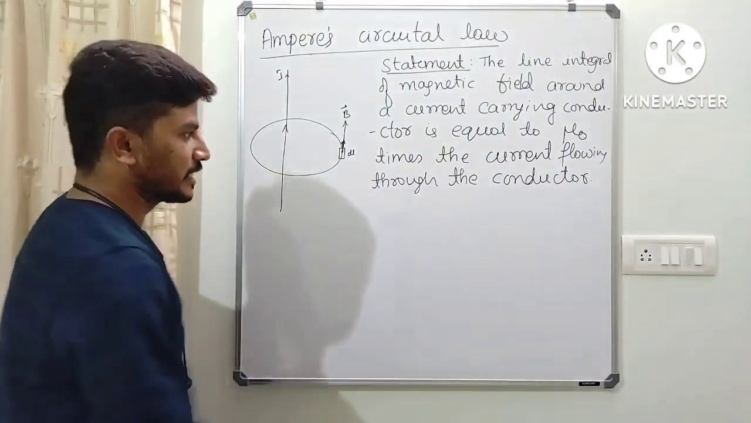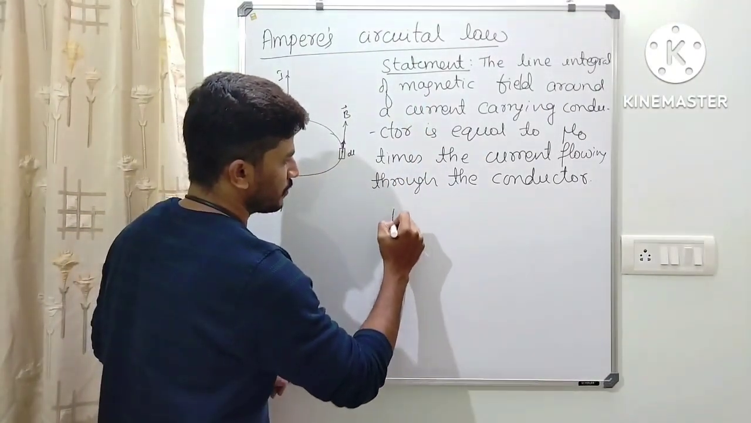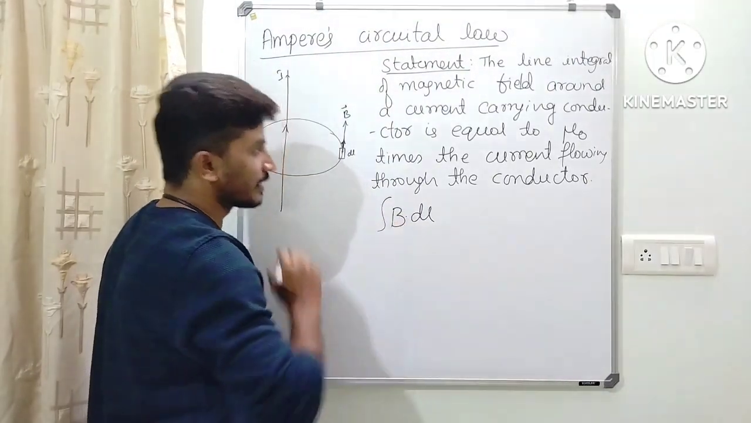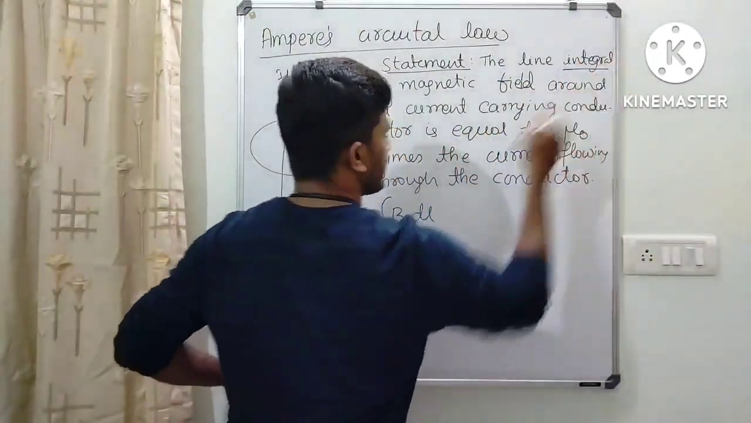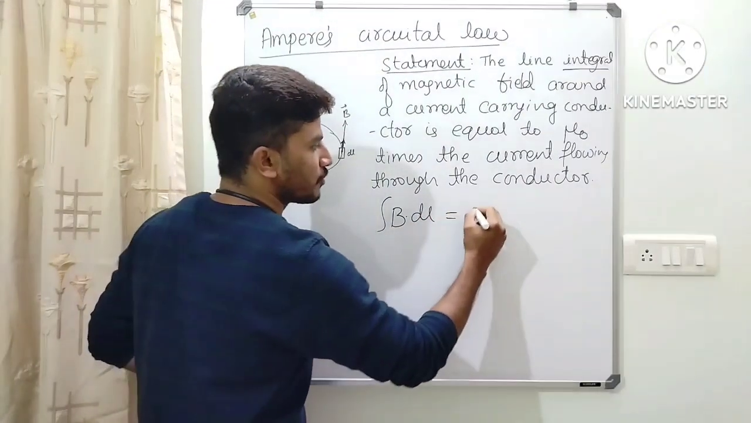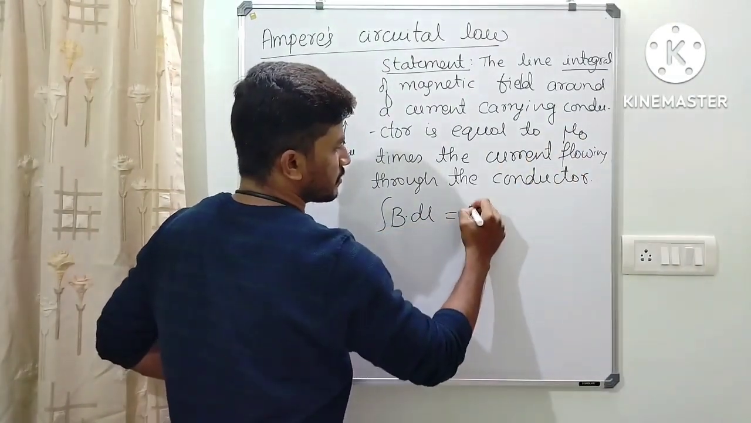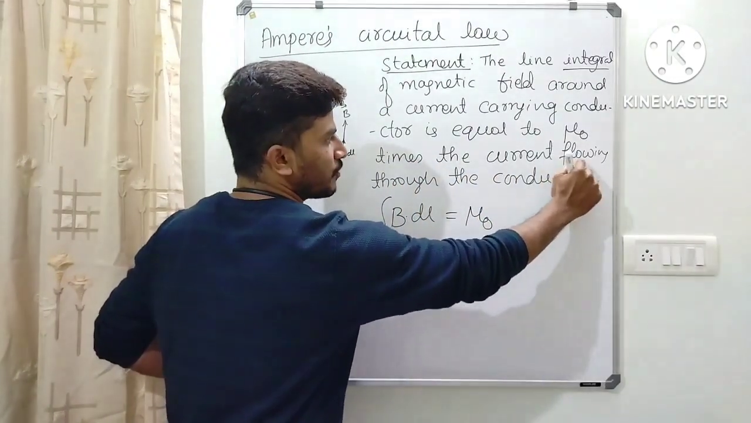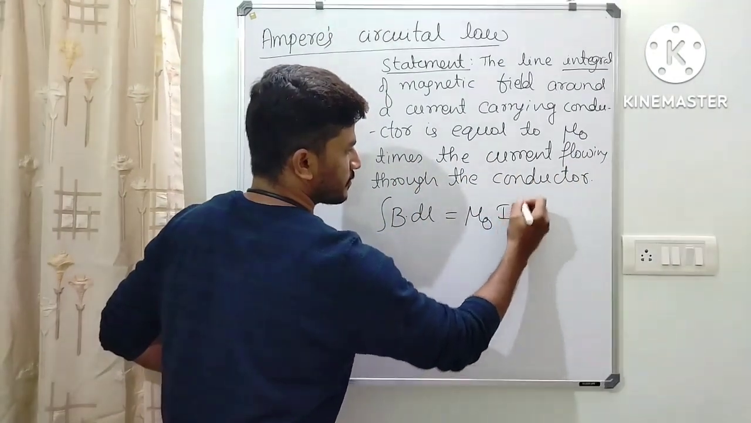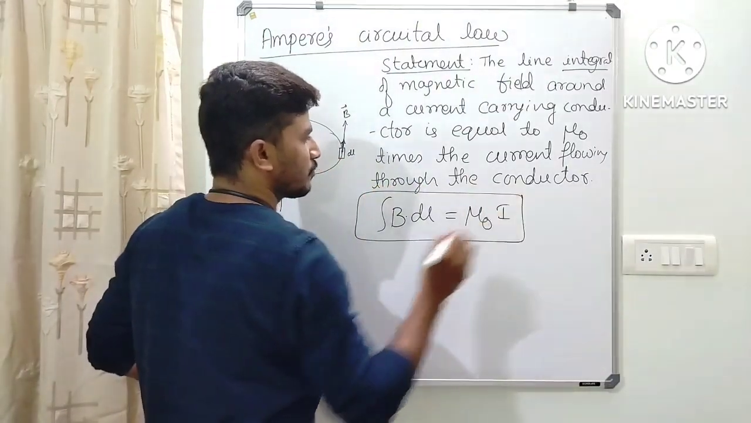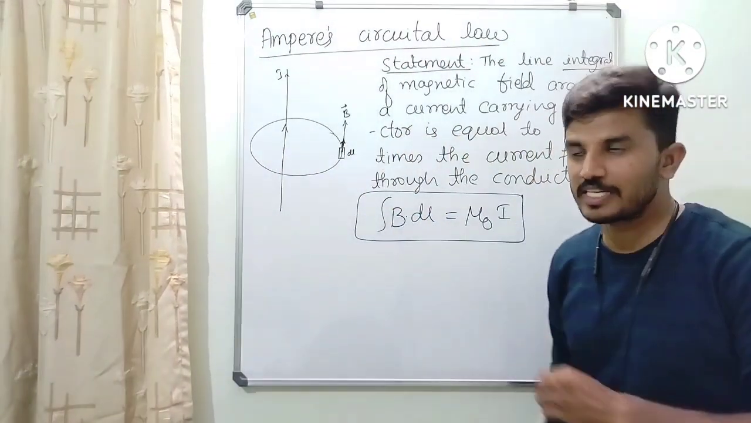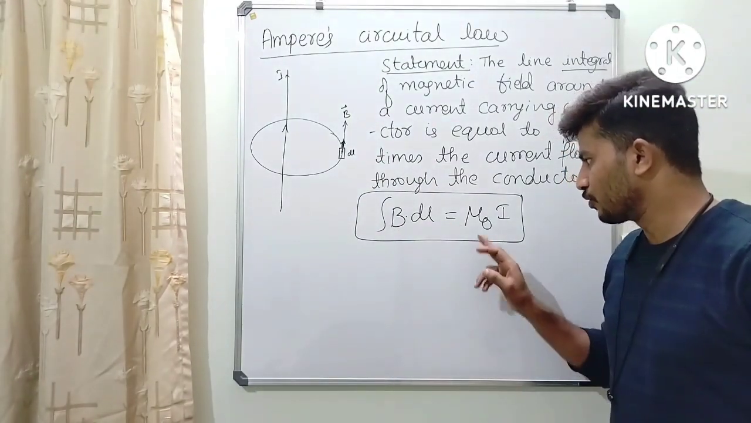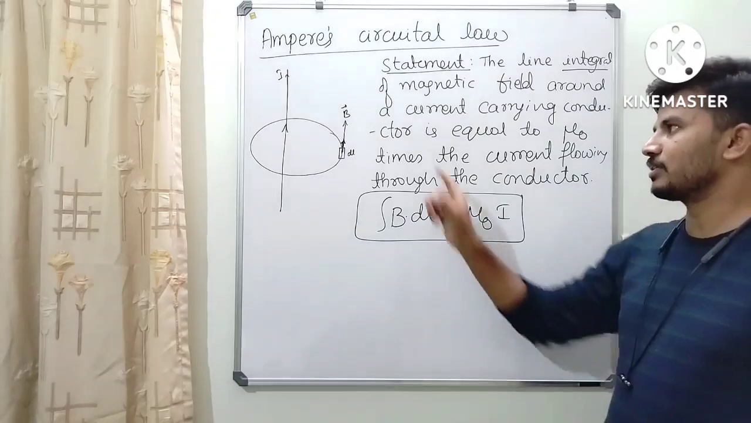So mathematically we can write this as the integral of B dl, because here we have the line integral of magnetic field, is equal to mu naught times the total current flowing through the conductor, I. So this is the mathematical form of that. The statement is: the line integral of magnetic field is equal to mu naught times the total current flowing through it.